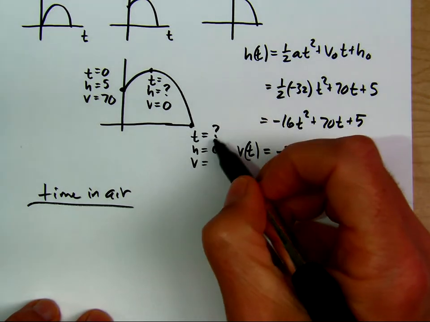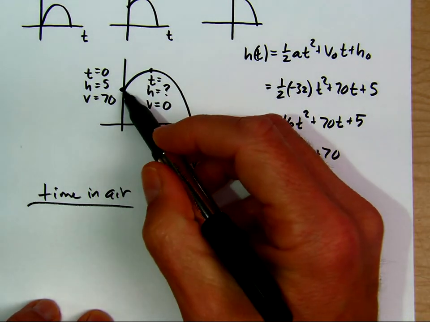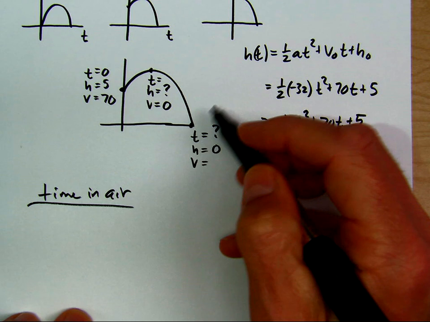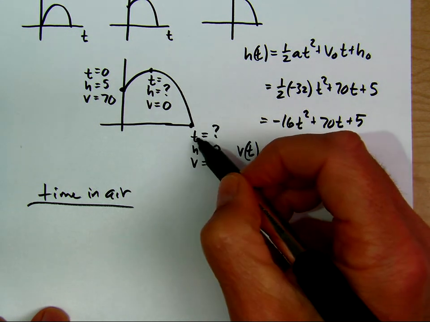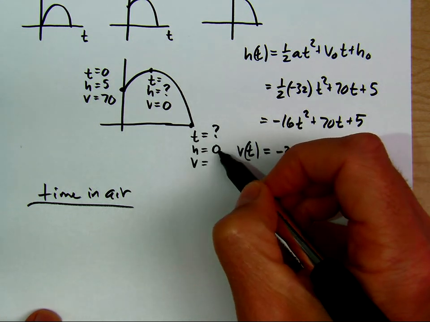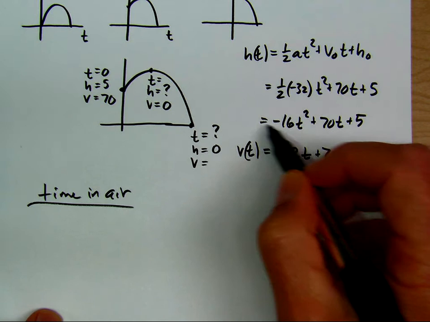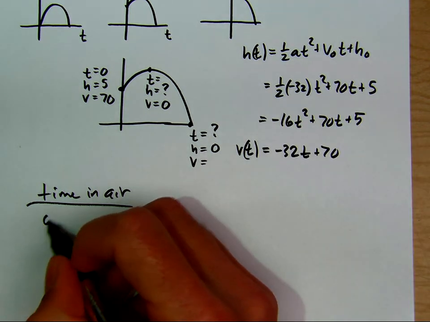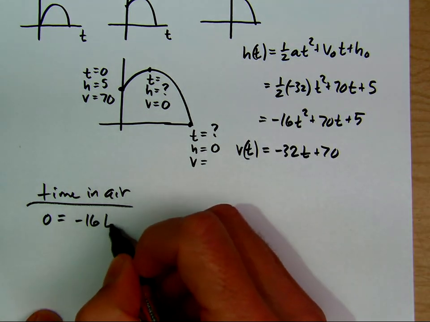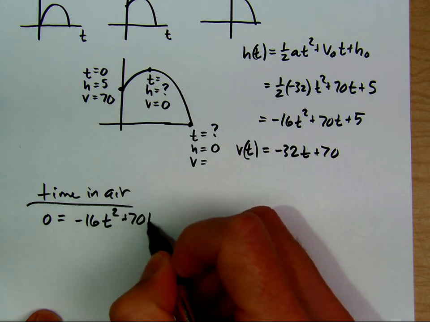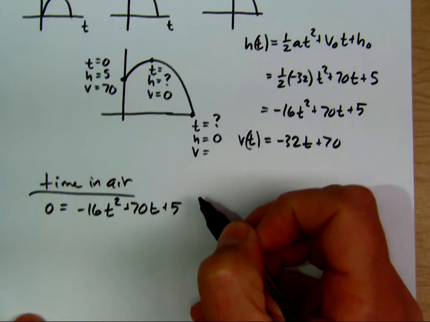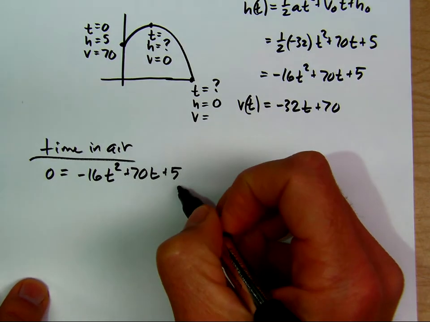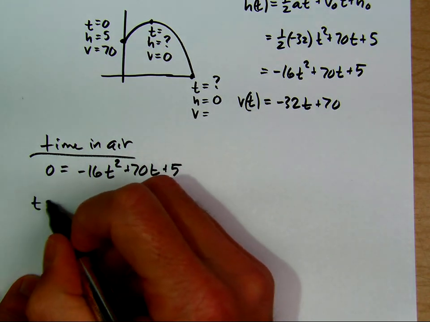Okay, let's find the time in the air. Find the time when it, again, that could be the time that it hits the ground. So we have to say, for this time, we know height is 0, and we have an equation for height. So let's just find out when that equals 0, and that will be the time in the air. We can just use the quadratic formula.